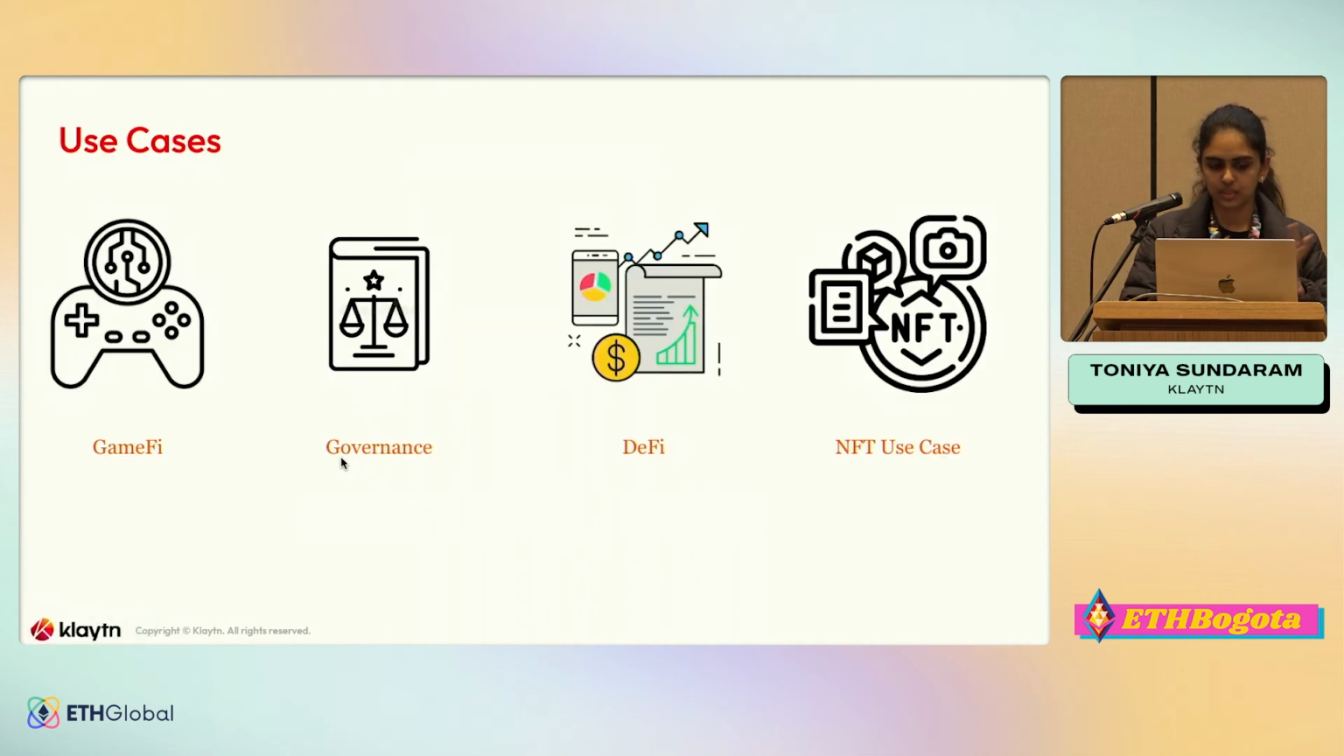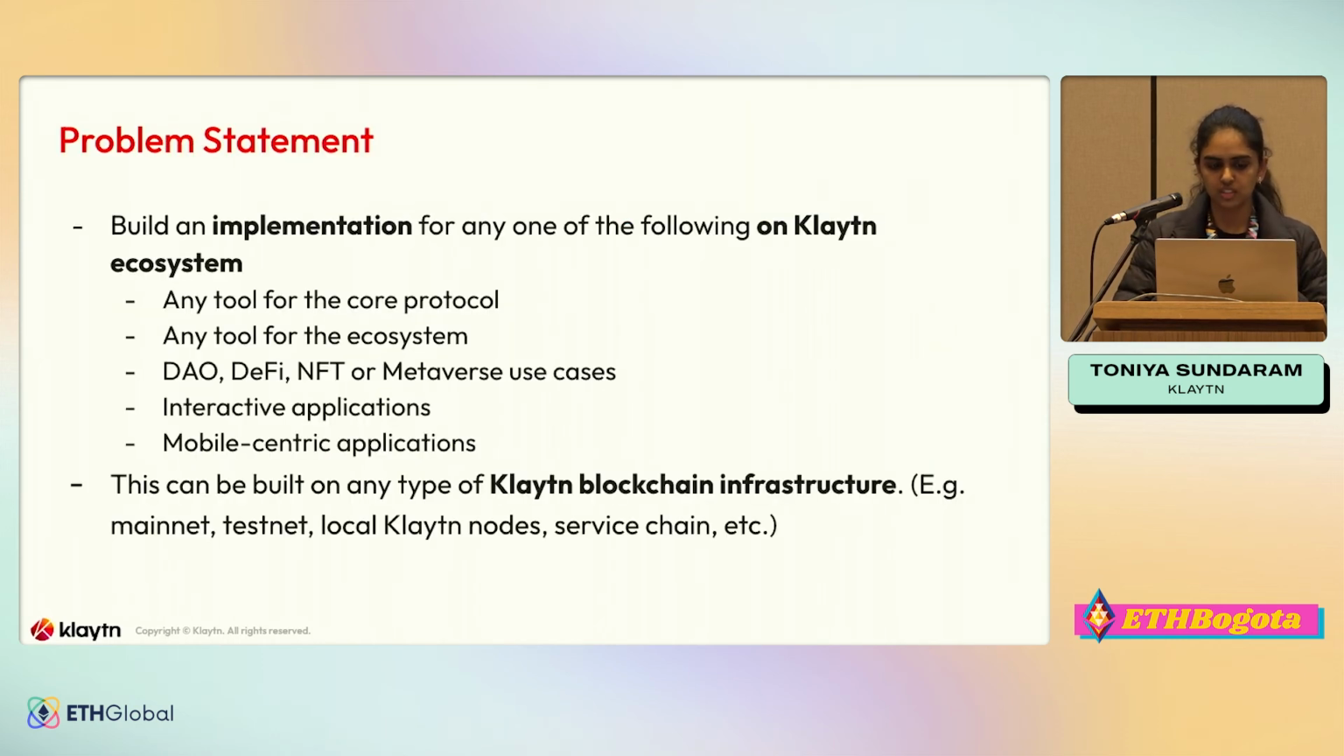So next, as part of this hackathon, you can build any of these use cases. We are mainly focusing on the metaverse and gaming applications because we have very low transaction latency, which is good for that kind of application. But still, you can build any applications like gamify, governance, or DeFi NFT use cases. But today's problem statement is you can build an implementation for any one of the following in the Klaytn ecosystem. Like you can build any tool for the core protocol, and you can build any tool for the ecosystem using the subgraph service or any of the tools which I showed before. And you can also have a DAO or DeFi or NFT use case.